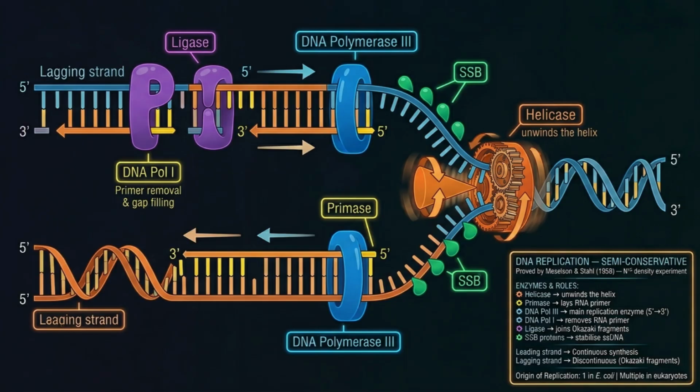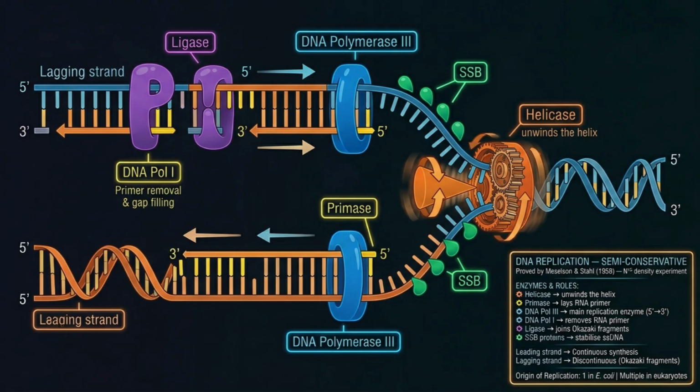At the replication fork, helicase unwinds the double helix. SSB proteins keep the single strands stable. Primase adds an RNA primer because DNA polymerase cannot start from scratch. It can only extend. Then, DNA polymerase III synthesizes the new strand always in the 5' to 3' direction.